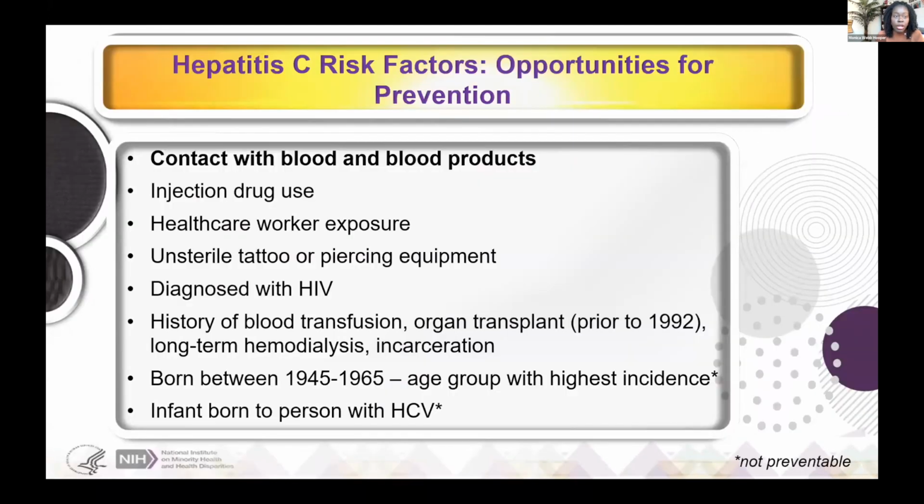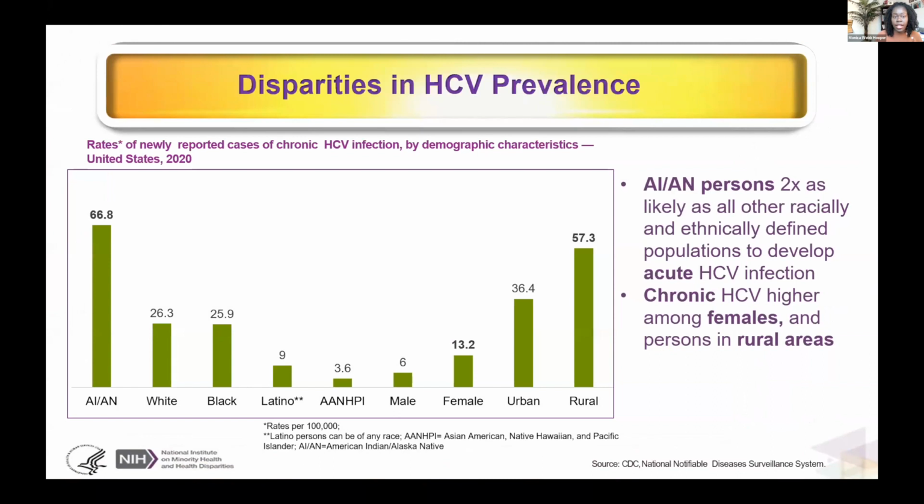The virus is spread primarily by contact with blood and blood products. There are a number of risk factors, right? And injection drug use is the most common one currently. That was a difference from the past. I think the point here is that many of the risk factors are preventable, or they have related issues that are preventable, which does present opportunities for prevention and intervention efforts.